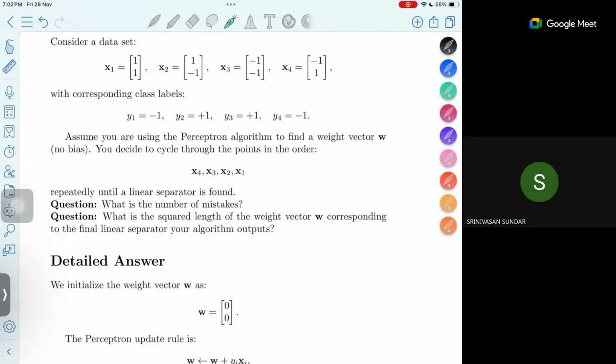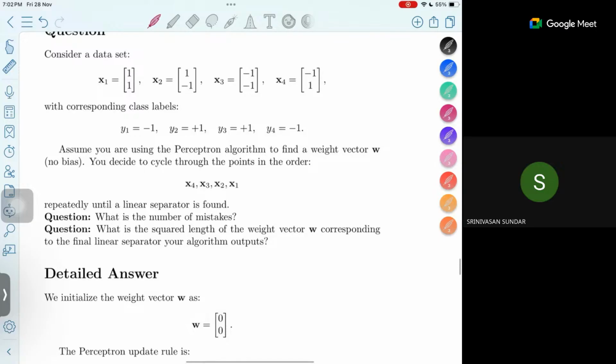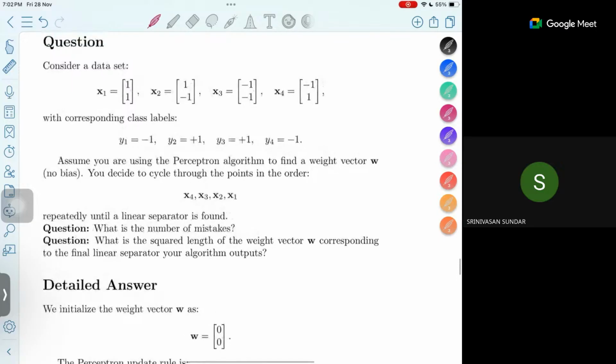Okay, so this looks like a detailed question. So let's start. Have they given anything about W initialization? Nothing, right? So we just start by assuming that W0 is equal to (0, 0), because they've not given anything about what the initial W is.